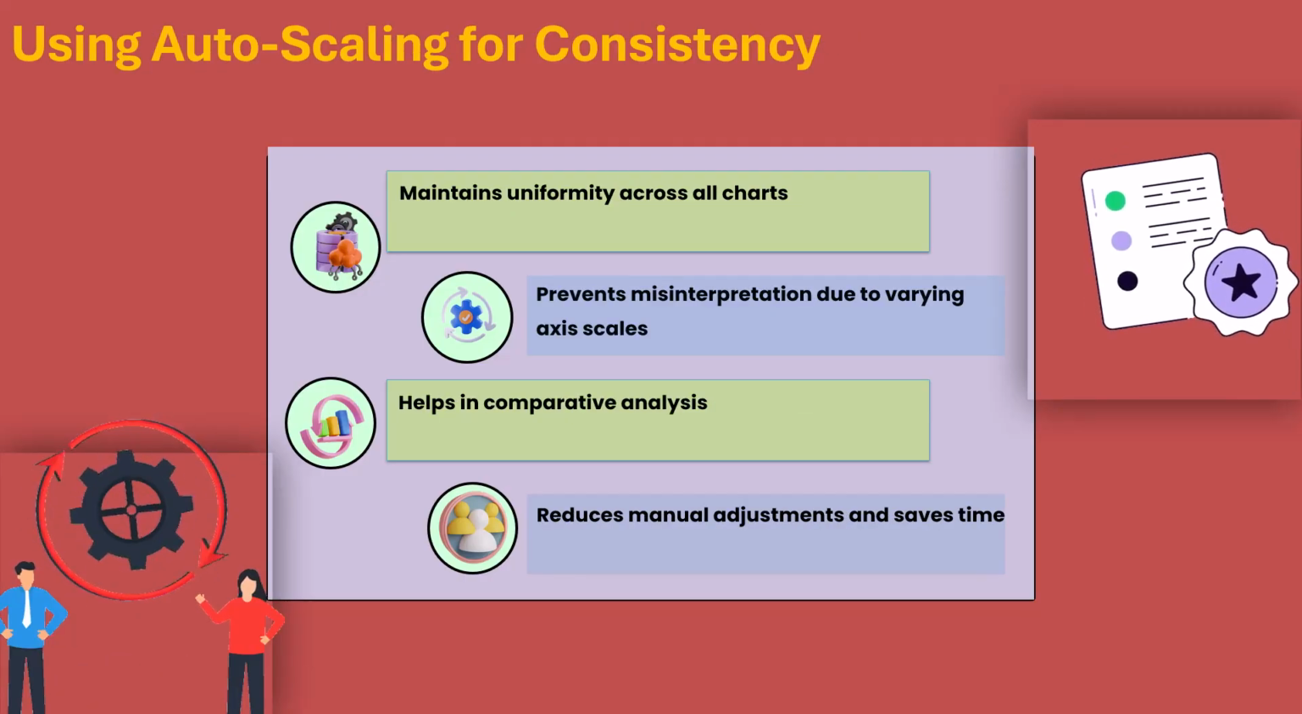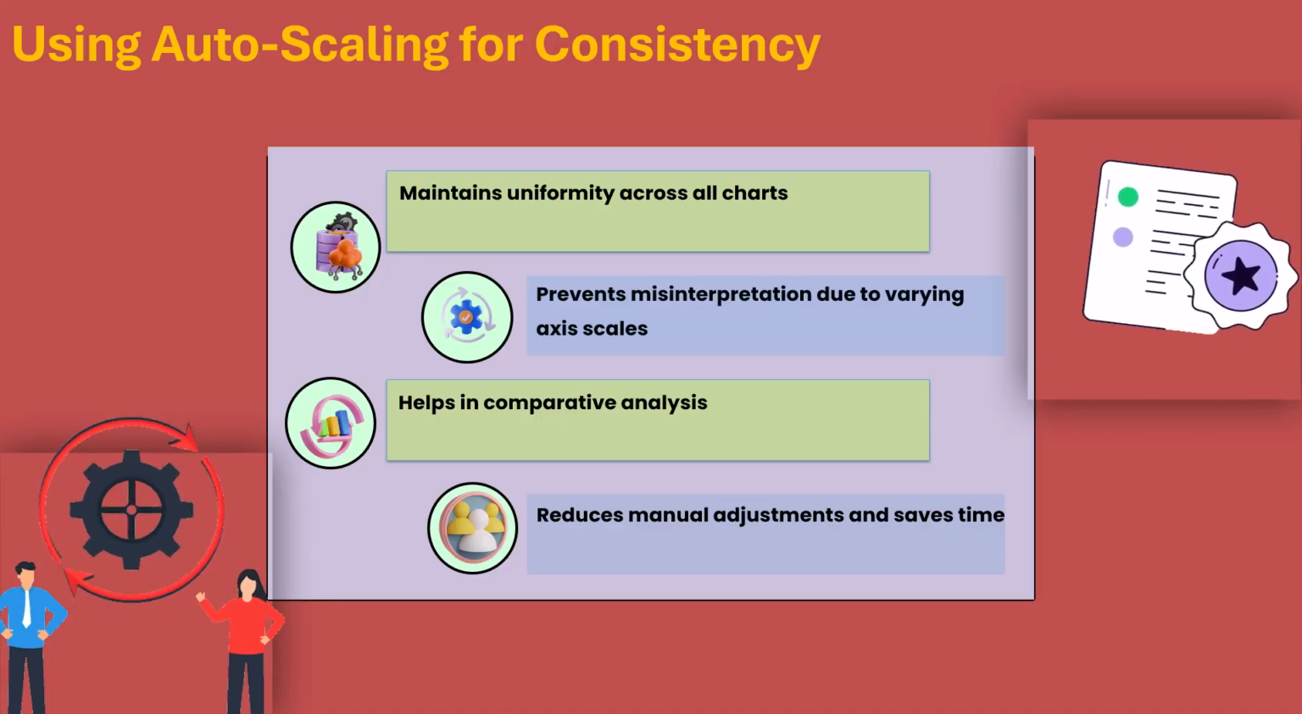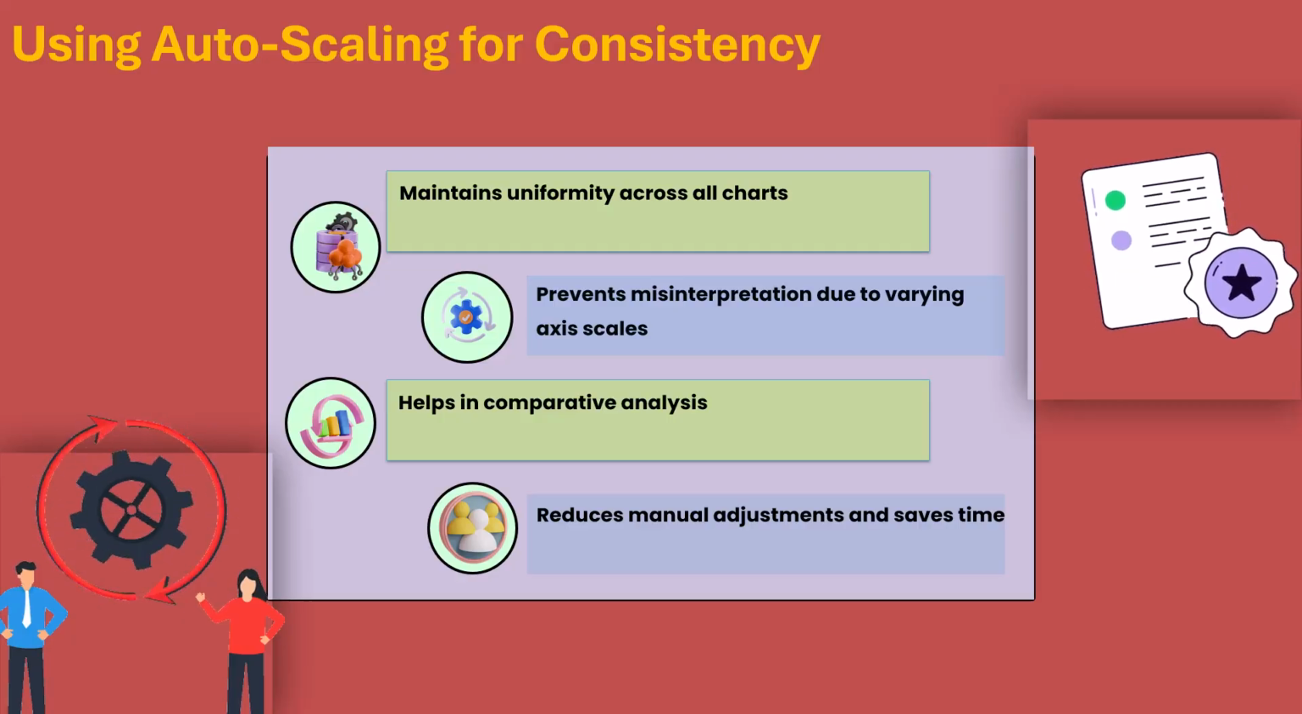Have you ever seen a chart where one bar looks huge, but in reality it's just the scale playing tricks? Auto-scaling keeps your visuals honest, preventing misleading representations. It ensures consistency, making comparisons reliable. And let's be real, manually adjusting every chart? No thanks. Let the system do the heavy lifting while we focus on making sense of the data.